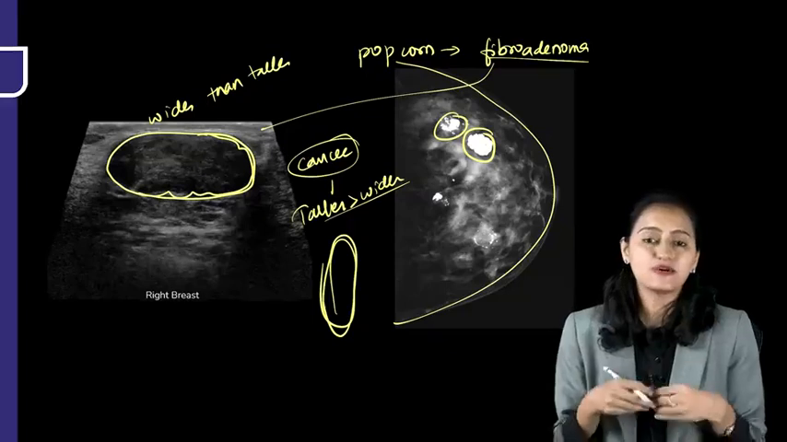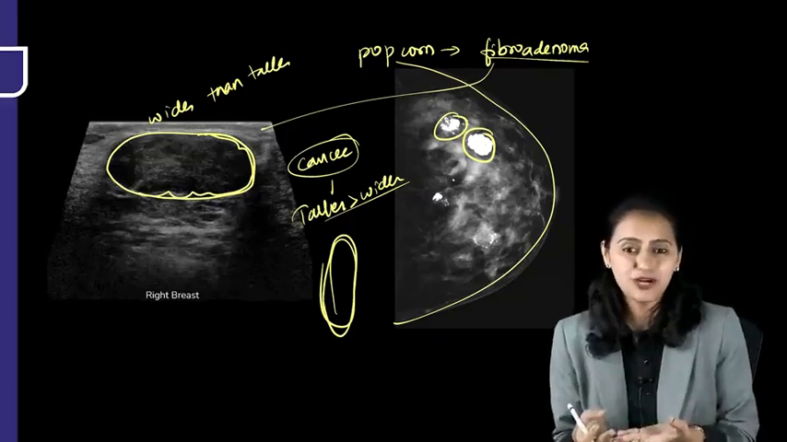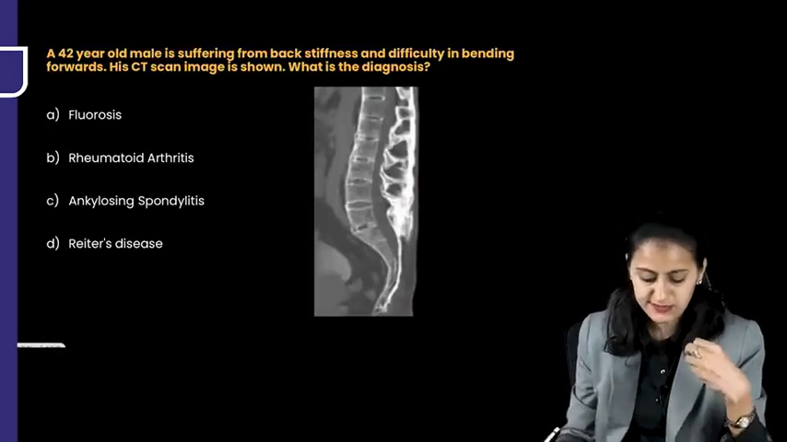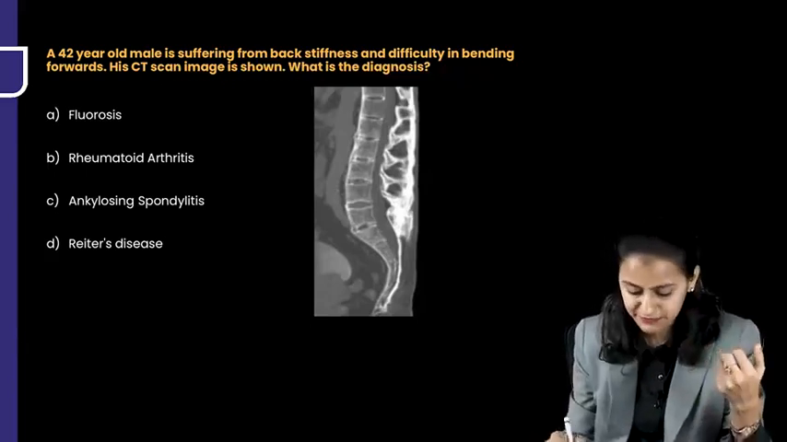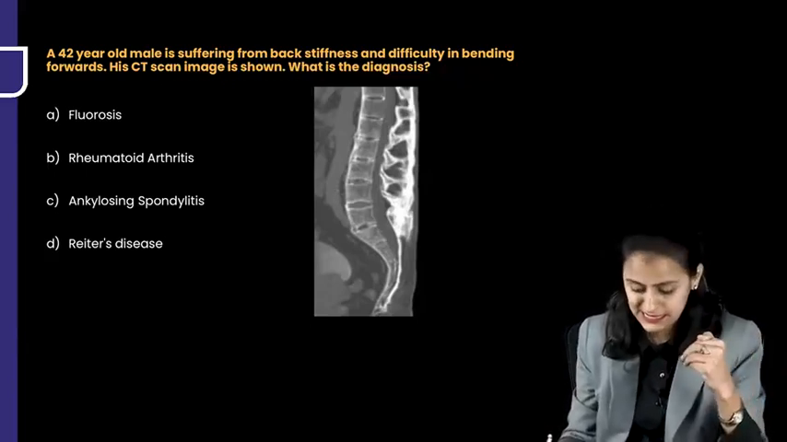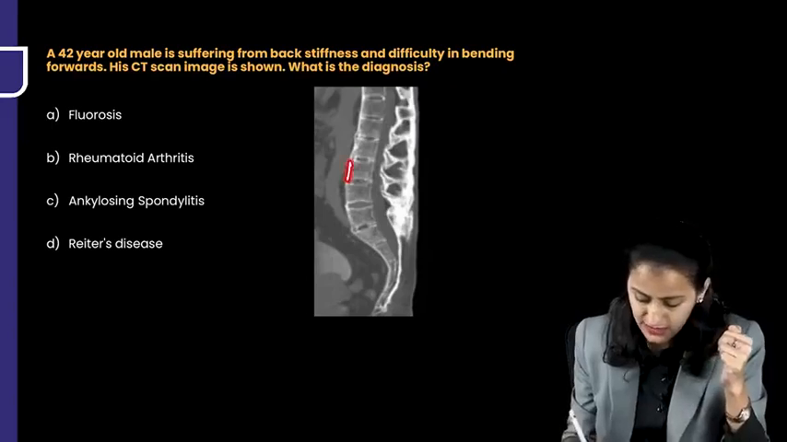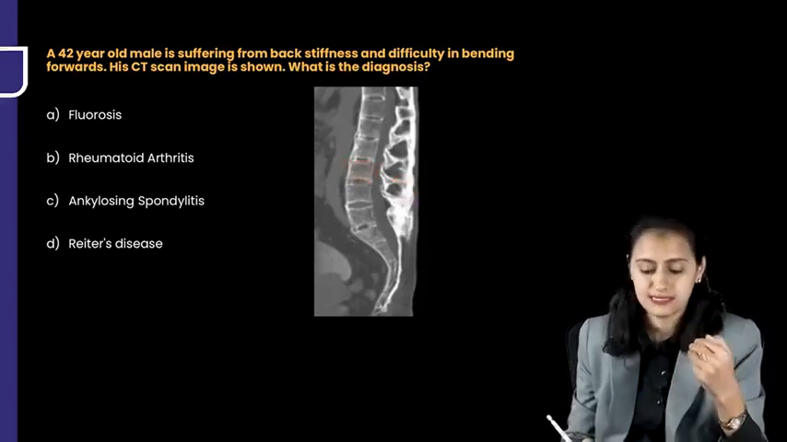So this completes the OBGYN part of the snapshot. Now we are going to see the important images in musculoskeletal radiology. So first question here: this is a male suffering from back stiffness and difficulty in bending. The CT scan is shown. How do we know this is a CT scan? The white bone cortex tells me that this is a CT scan.